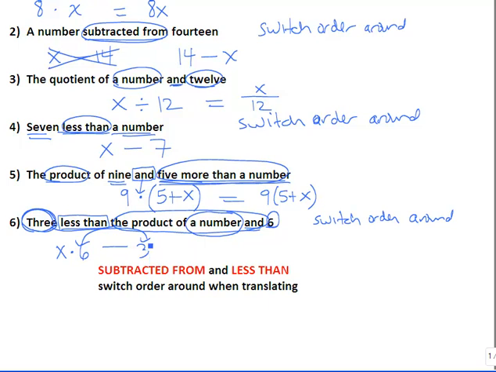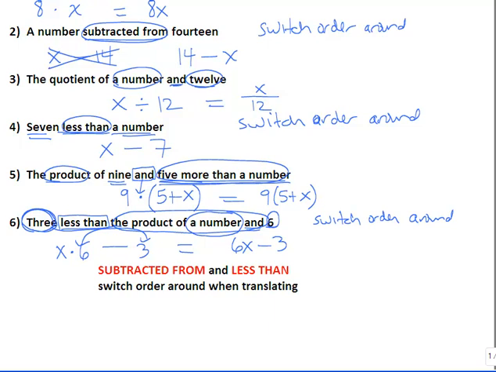Now that's mathematically correct, but it's not as clean as we usually would write it. So x times 6 typically would be written as 6x. We usually like to put our numbers or our coefficients in front of our variables. It just makes it look a little bit cleaner. So the correct answer here in a little bit better form would be 6x minus 3.